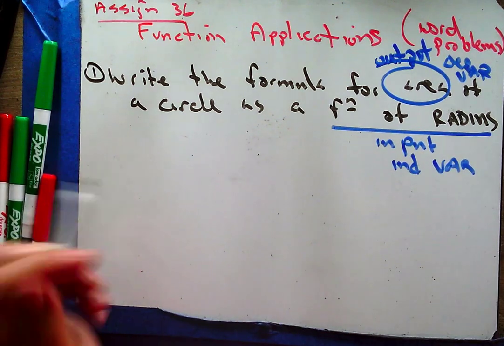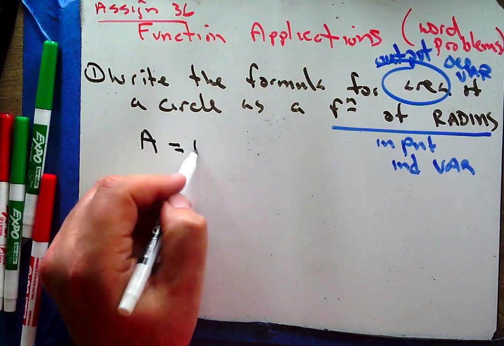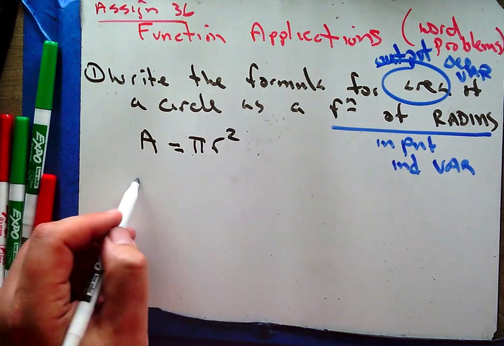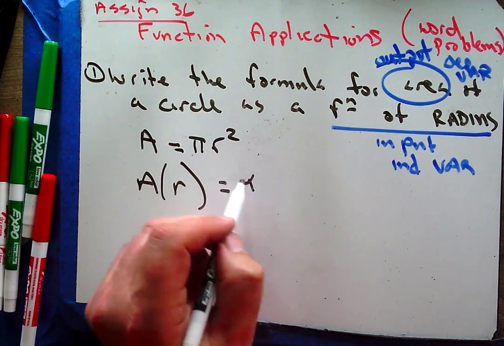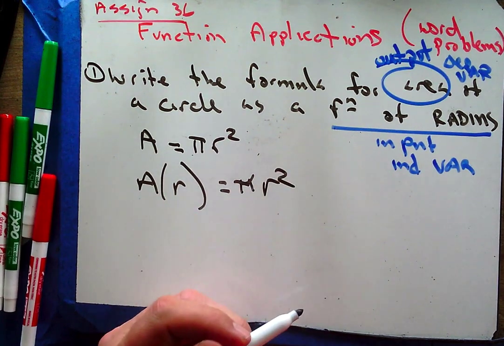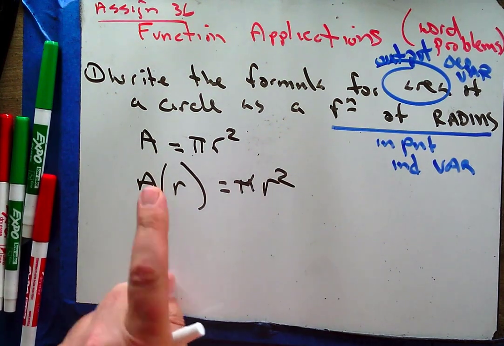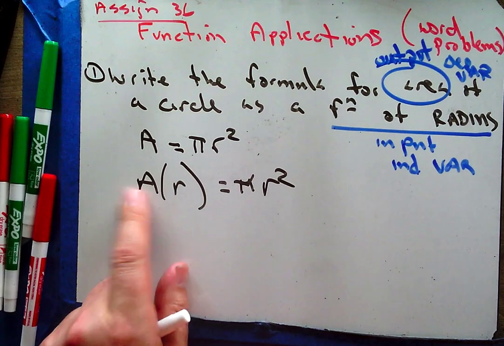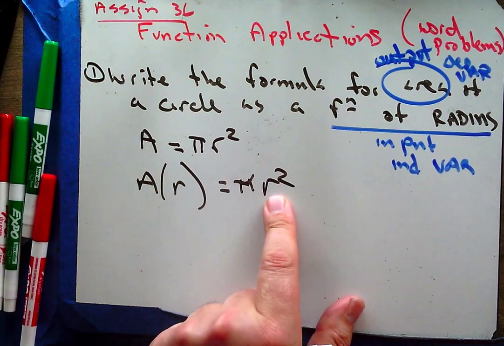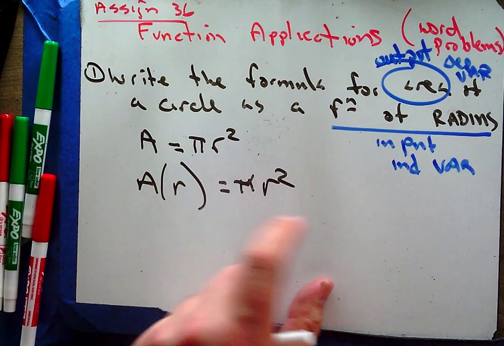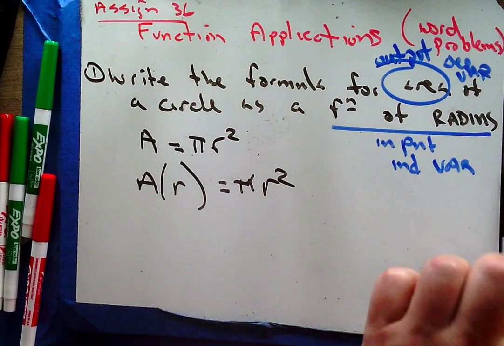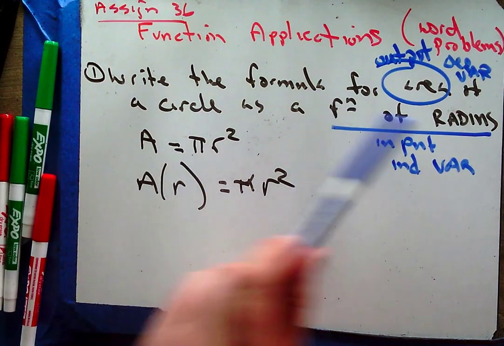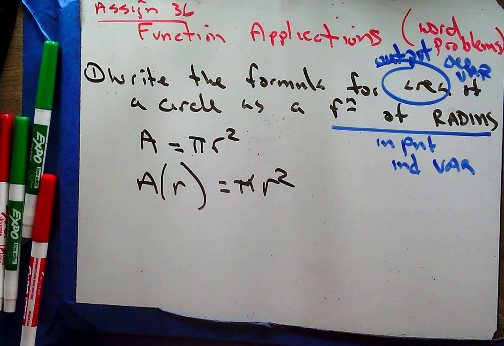Well, area of a circle is pi r squared. So if I write it with function notation, that's what it looks like. Area is a function of radius. The area depends on plugging in a radius, stuff happens to it, and out comes an area. That's all I have to do here. Write area as a function of radius.